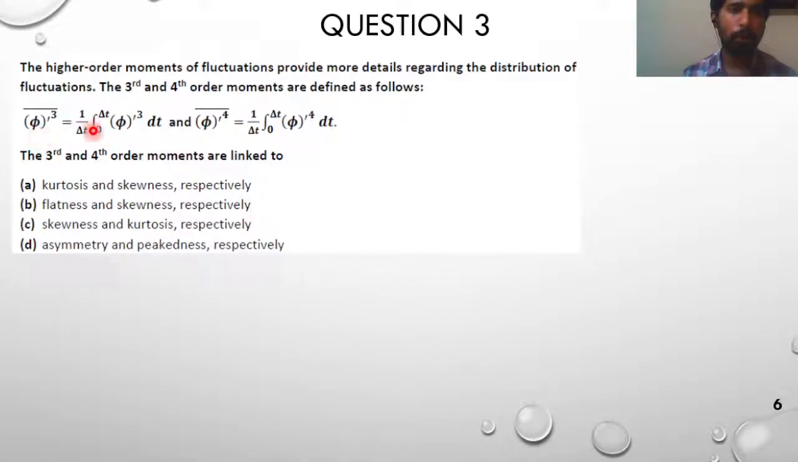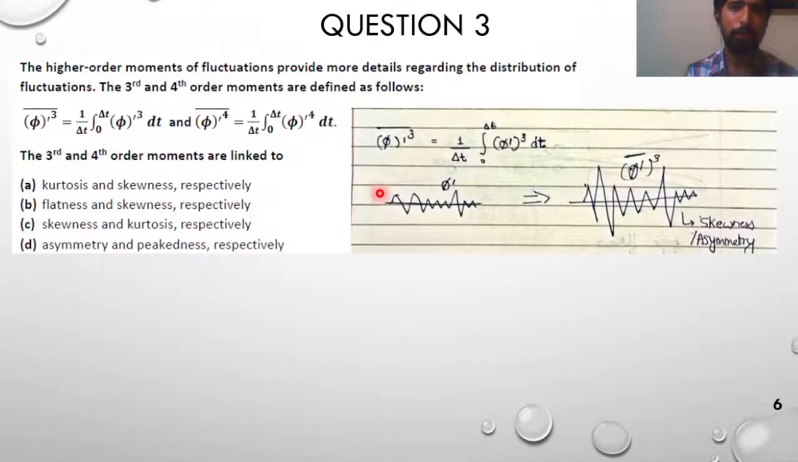The third order moment is nothing but phi dash cube, integrated over the time interval in which we are measuring. Similarly, phi dash raised to 4 is the fourth order moment, which is calculated in a similar fashion. The question asks what the third and fourth order moments are linked to. So let us first see how these third and fourth order moments behave, and then we can comment on what they indicate. That is what is being asked in the question.